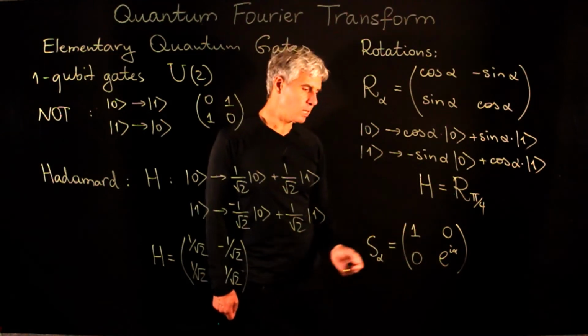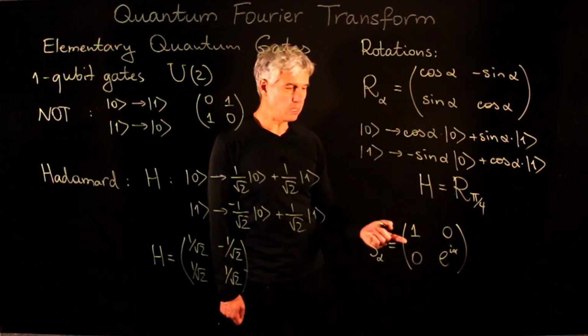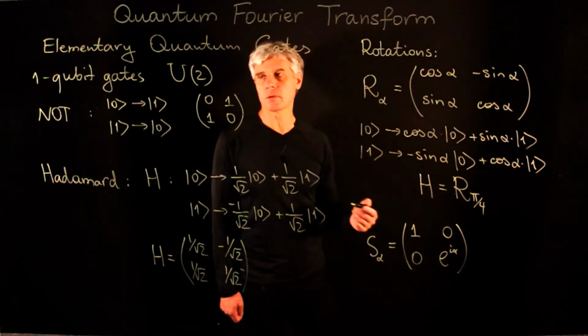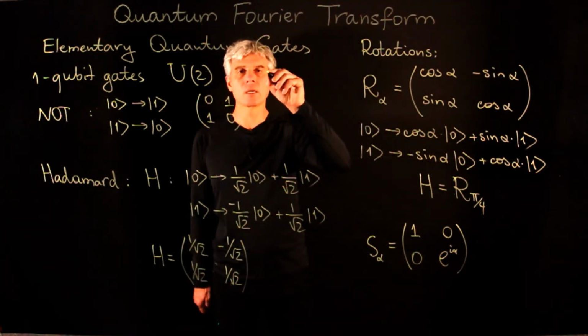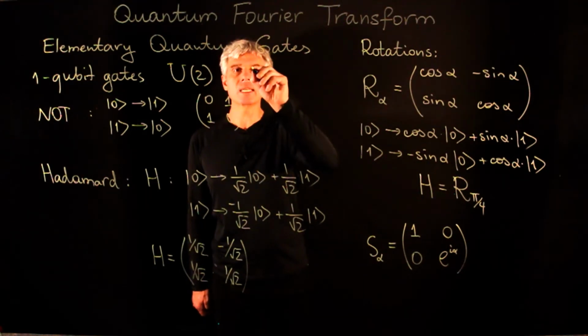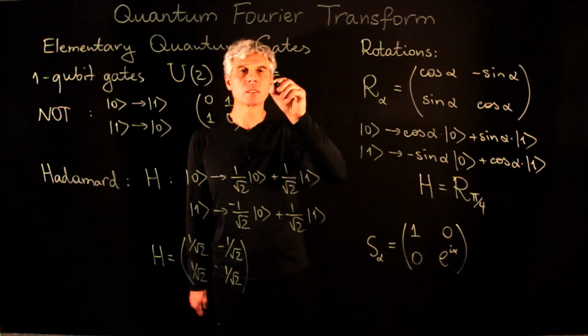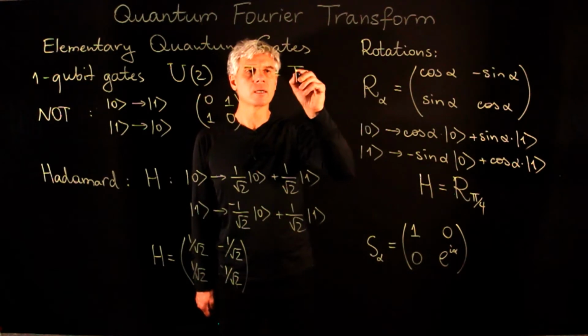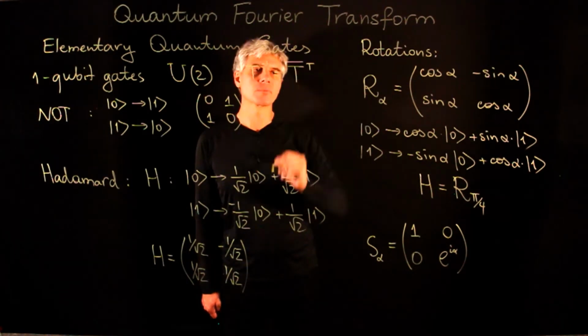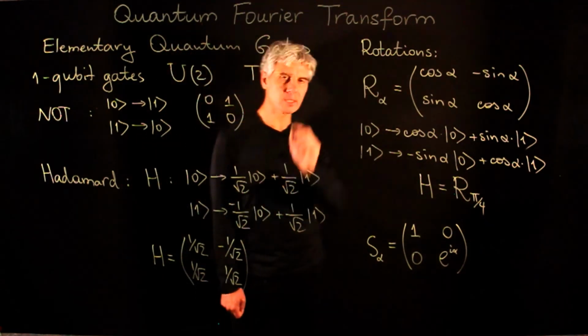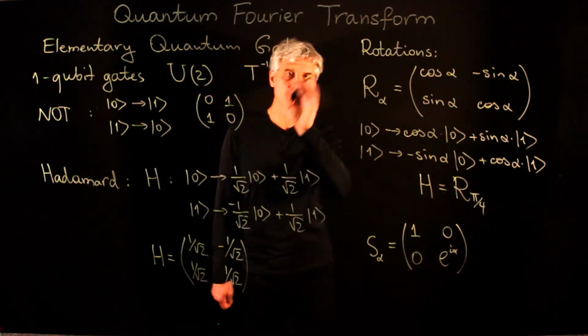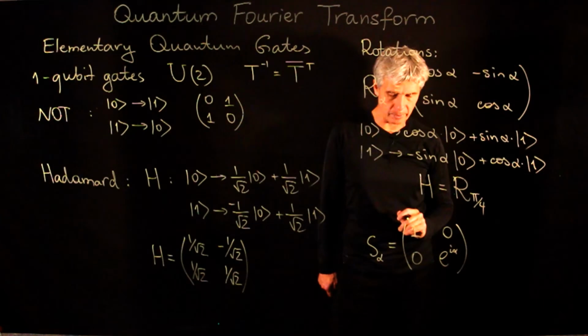So it's easy to see that this matrix is unitary, right? So what's the definition of a unitary matrix? A matrix is unitary if T inverse is equal to T conjugate transpose. Okay, well, it's unfortunate that T appears twice here, but you can figure out what happens here.